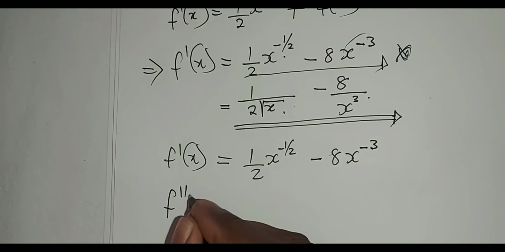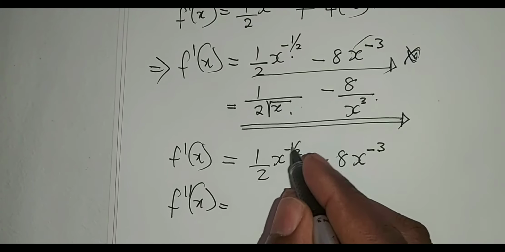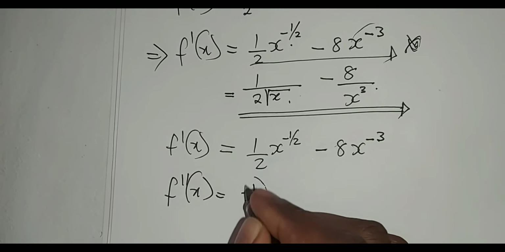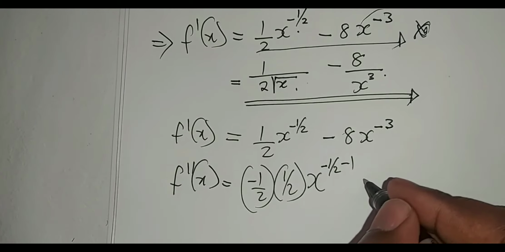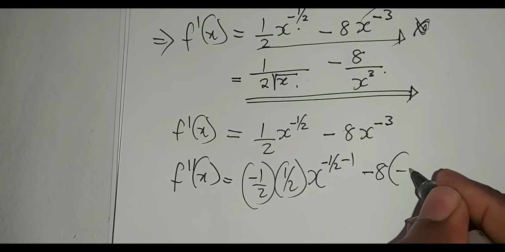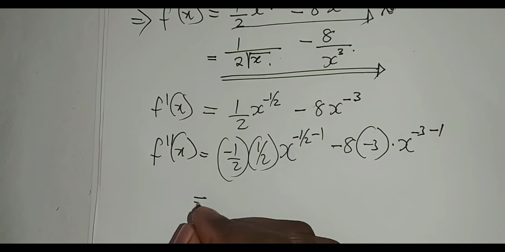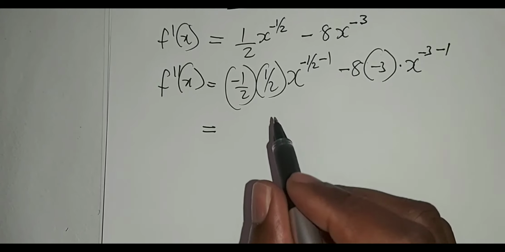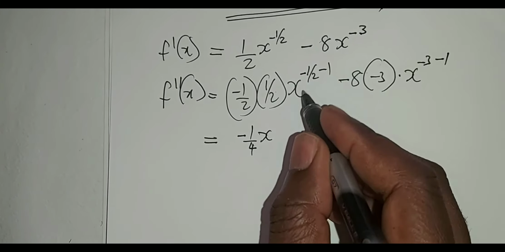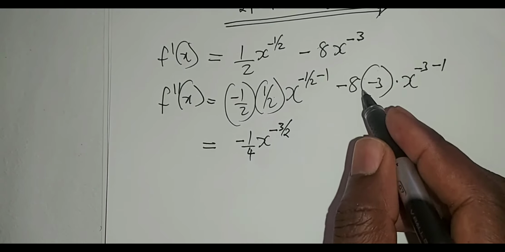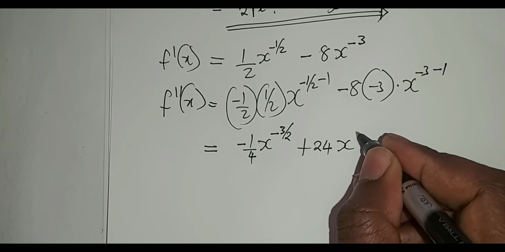Differentiating now for the second time, f dash dash of x is equal to, differentiating this one, the minus half will drop down, which means it will be minus half multiplied by 1 over 2 x to the power minus half minus 1, minus 8 into minus 3 multiplied by x to the power minus 3 minus 1, which is equal to, in this case, minus half times half, that is minus 1 over 4 x to the power minus 3 over 2, minus 8 times minus 3, that is plus 24 x to the power minus 4.